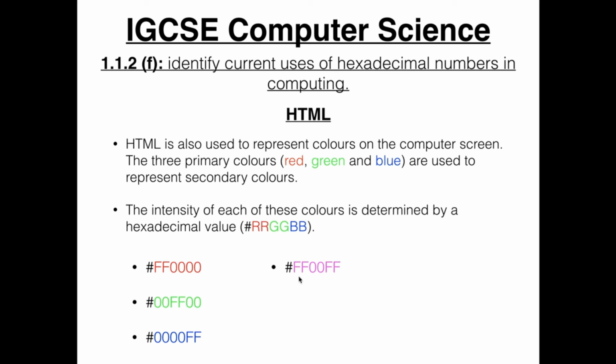For example, FF00FF would give this pinkish color, D42460 would give that color, 00C4FF would give that color, 5B9C25, and so on.